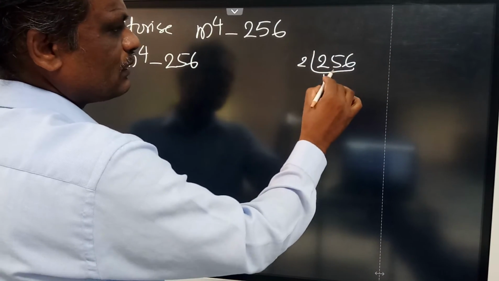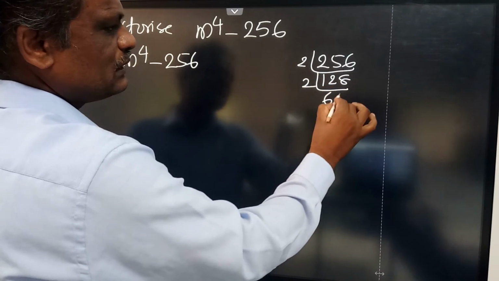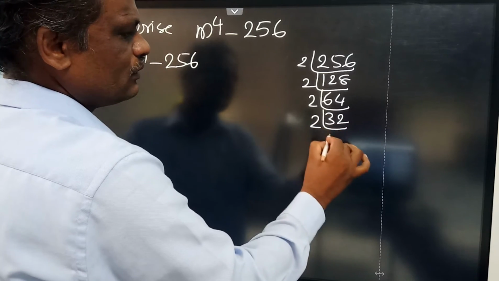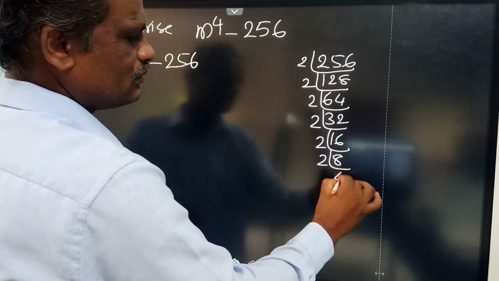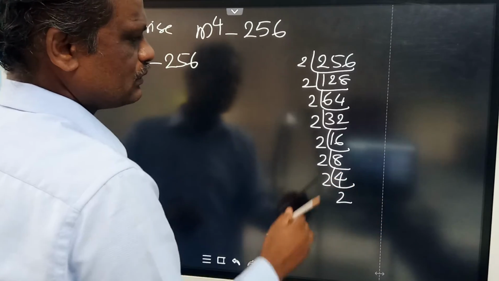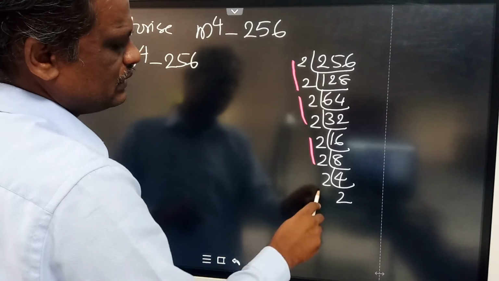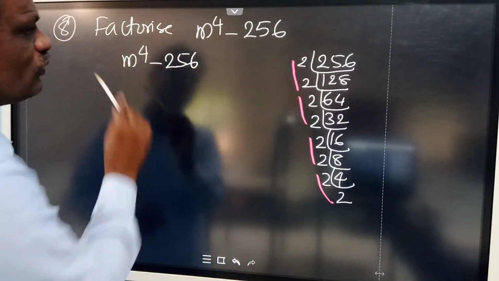2 ones are 2, 2 twos are 4, 2 fours are 8, 2 eights are 16, 2 sixteens are 32, and so on up to 256. So that means we want the fourth power.